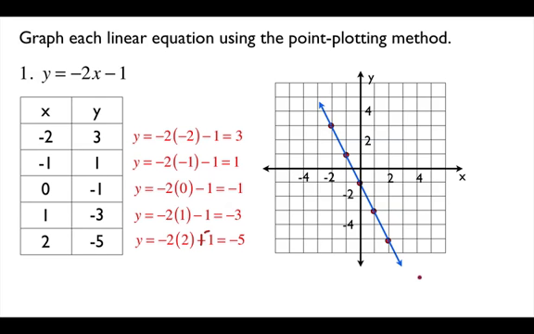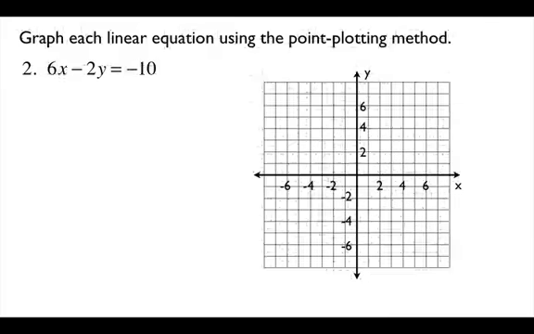Let's move on to number 2. Here's 2, same directions as number 1. I have 6x minus 2y equals negative 10 as my linear equation. I'm actually not going to work with that equation. I'm going to work with this. These are equivalent. All I did is solve for y. You did something like this in chapter 2. You should be able to get what you see in front of you. If you need clarification, just talk to me in class and I'll be more than happy to help.